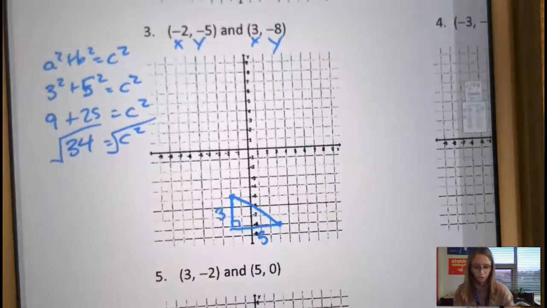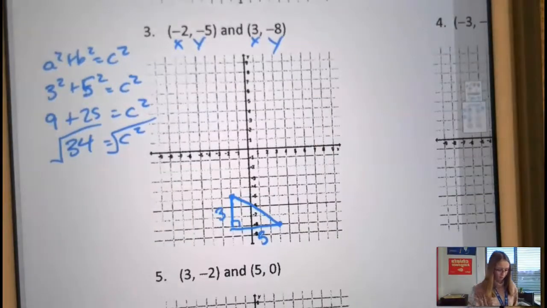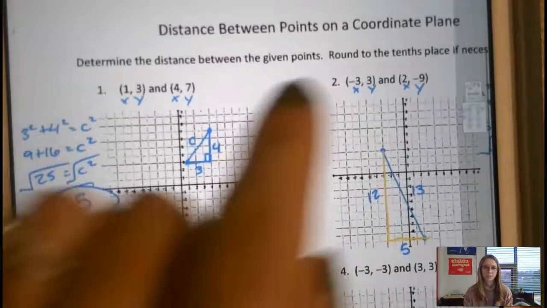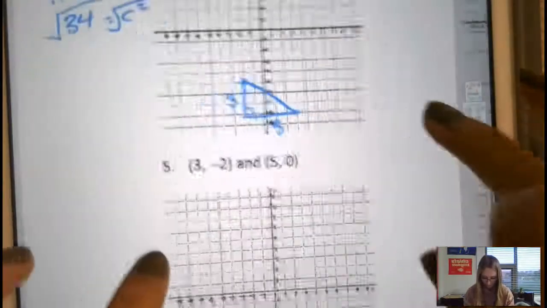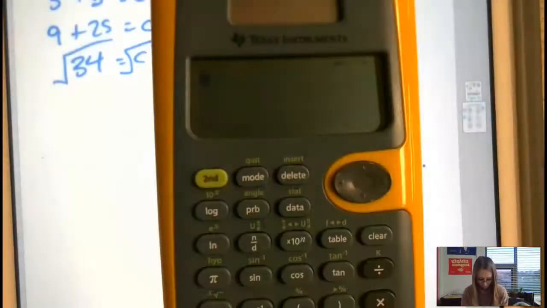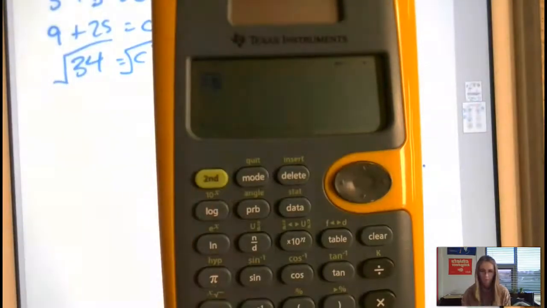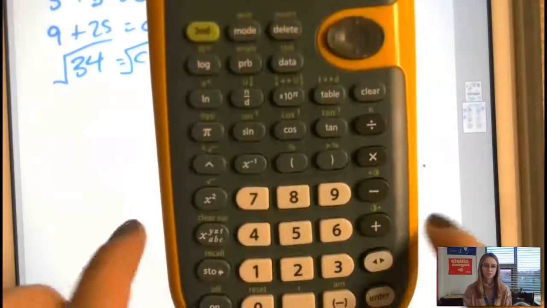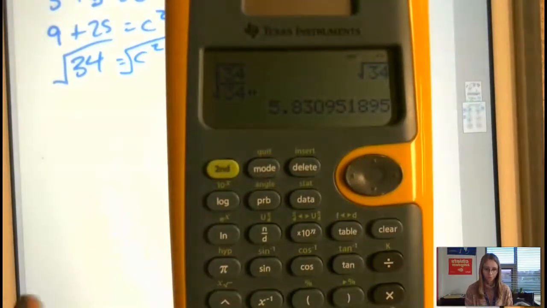Now we need to take the square root of that, and 34 is not a perfect square. So you want to get your calculator out, because at the top here it said round to the nearest tenths place, so we don't leave this in radical form. So we're going to take the square root of 34. If it ends up like that, just hit this button. And there we go. We have to round to the nearest tenth, so it's going to be 5.8.